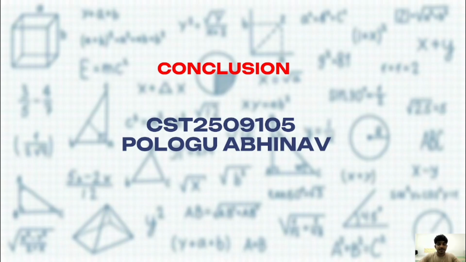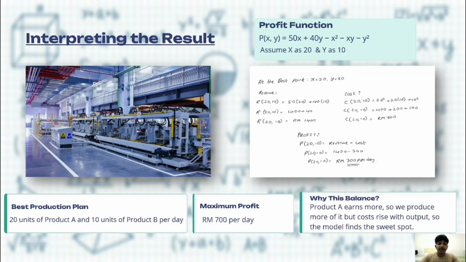Thank you. Respected lecturer, my name is Abhinav, and I'll be presenting the final part of our presentation, which includes interpreting the result, limitations of the model, and the conclusion. Now, interpreting the result. As my groupmate explained earlier, after solving the equations using partial derivatives, we got x equal to 20 and y equal to 10. Here, x represents product A and y represents product B.